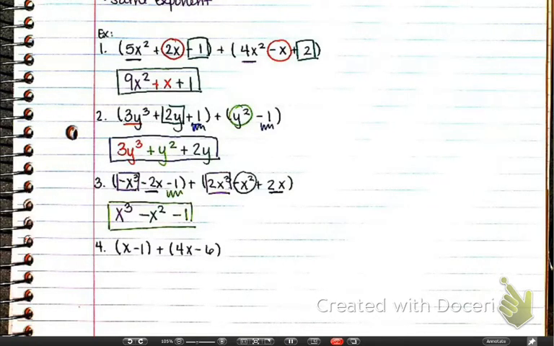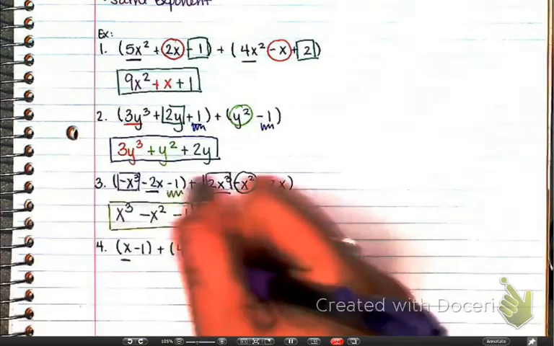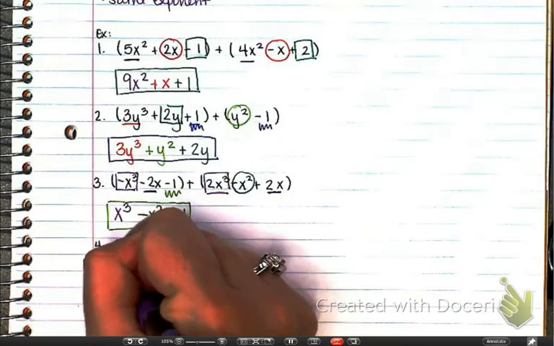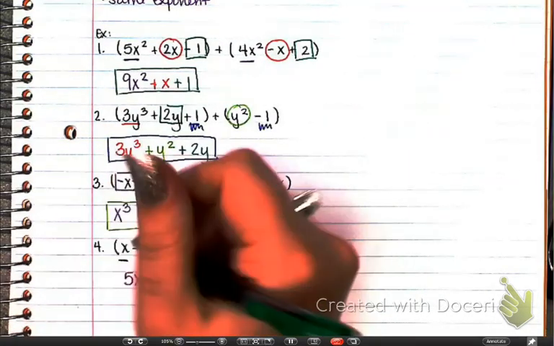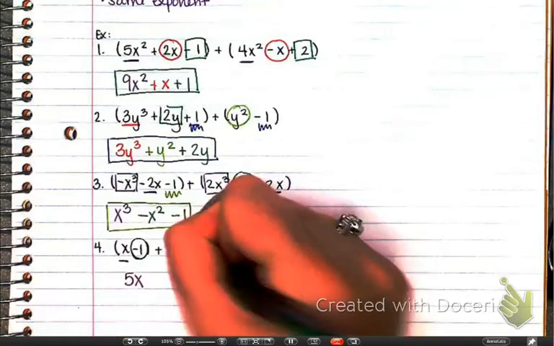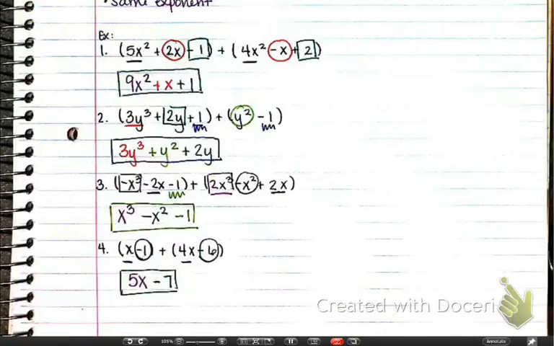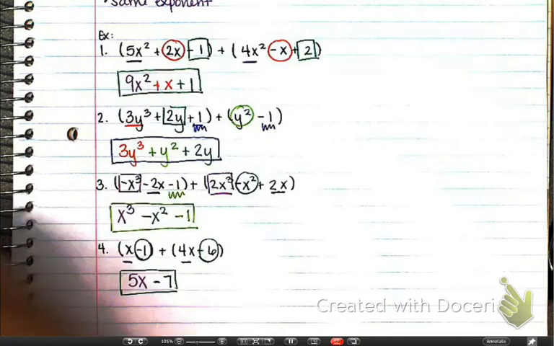Okay. Number 4. My highest exponent is 1. 1x plus 4x gives me 5x. And negative 1 minus 6 is negative 7. How do we do? Pretty good. Okay, so let's add a layer.